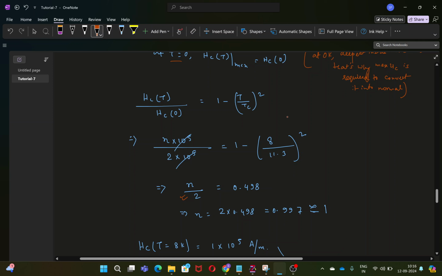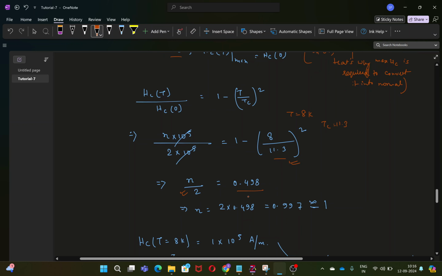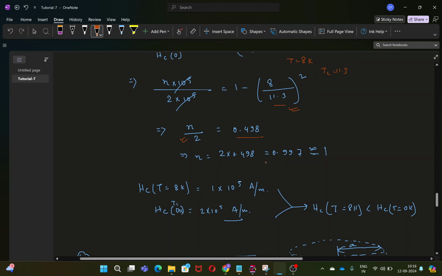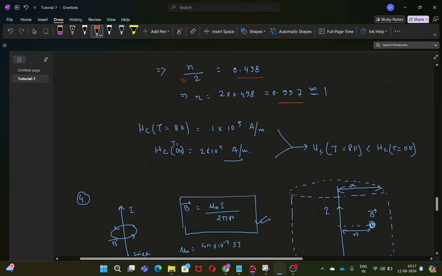So instead of T, you place T equal to 8 Kelvin. So you put 8. And your Tc was 11.3 Kelvin for niobium, given in the question. So you put 11.3 here. So it is just (1 minus 8 by 11.3) whole square. If you calculate, you will get that this is 0.498. And your n value is just 2 times that. So it is 0.997, which is nearly equal to 1. So basically, you see that you got the answer. n is nearly equal to 1.